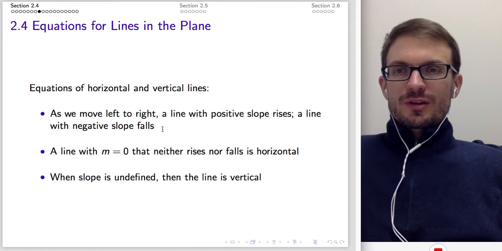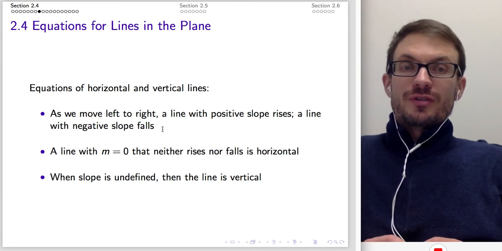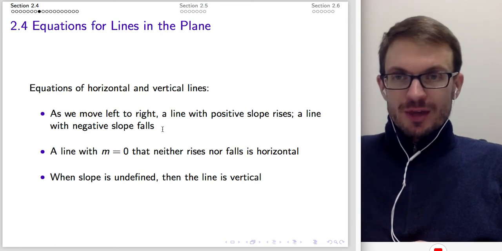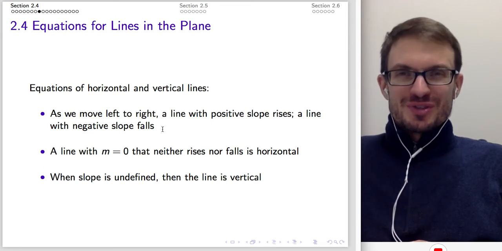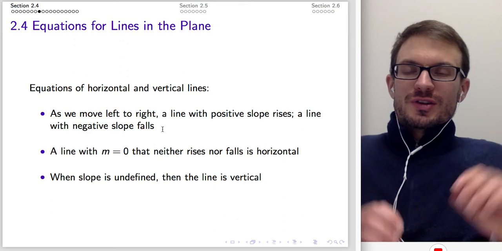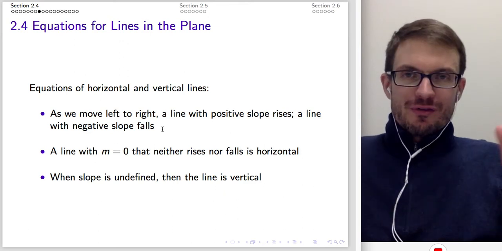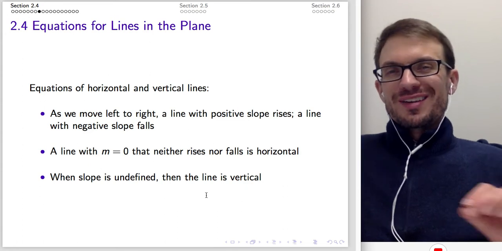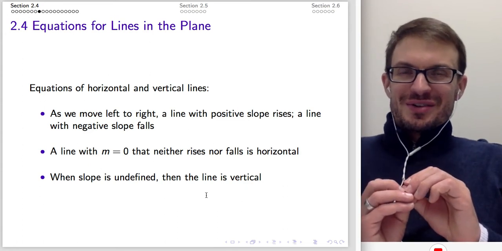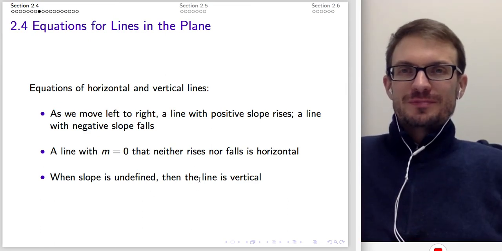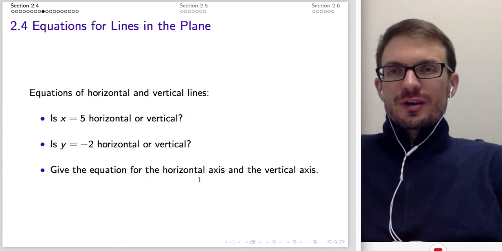Okay, so the next thing to think about is the equations of horizontal and vertical lines. So moving from left to right, a line with positive slope rises, a line with negative slope falls. What if the slope is 0? Well, if the slope is 0, it neither rises nor falls. It's just a horizontal line, right? If the slope is 0, its rise is 0 over whatever for run. When the slope is undefined, then the line is vertical. So if our run is 0, but our rise is potentially infinite, then we have a vertical line and the slope is undefined.